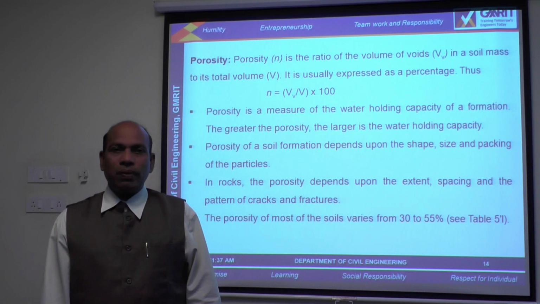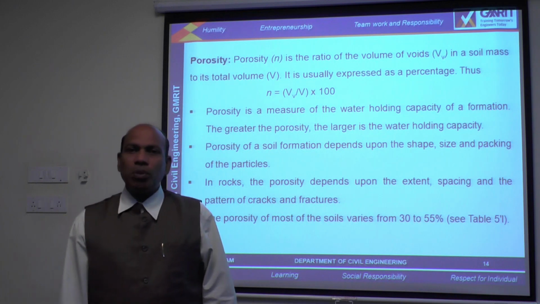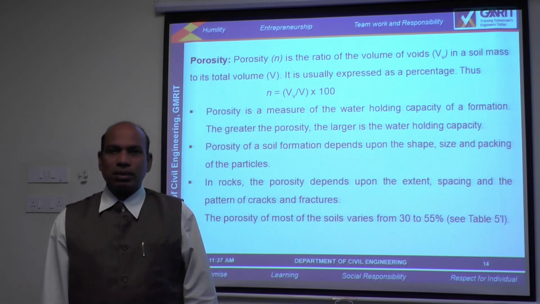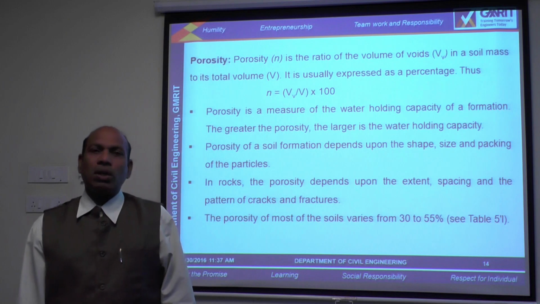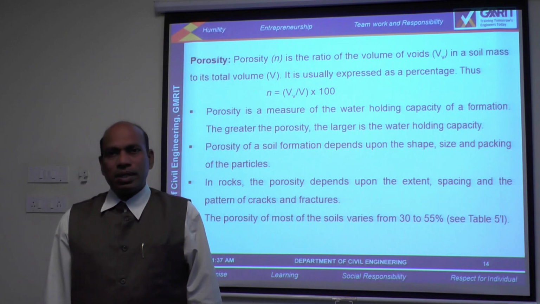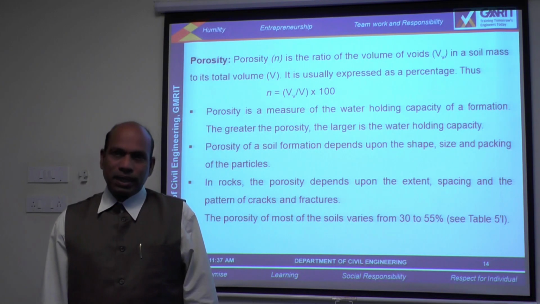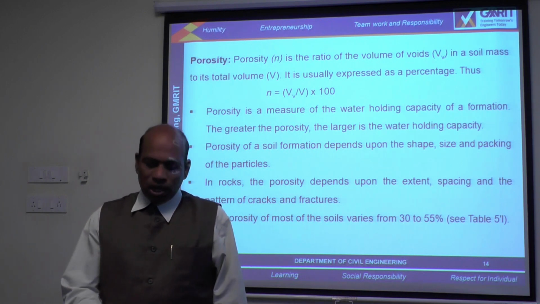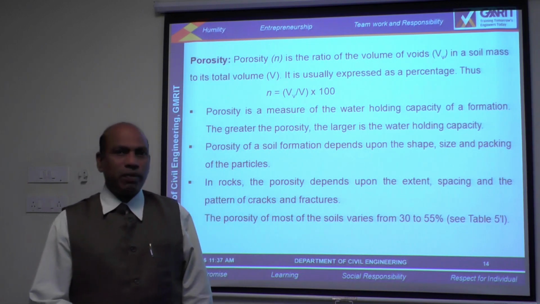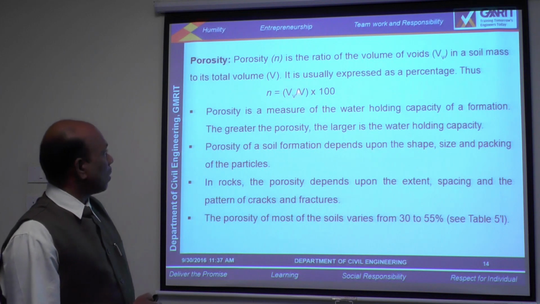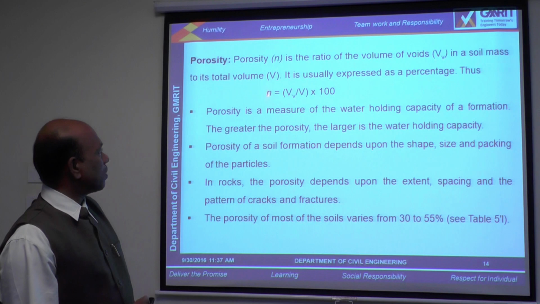Porosity. Porosity is the ratio of volume of voids in the soil mass to the total volume. Generally, it is expressed as a percentage. Here, the volume of voids in the soil mass is denoted by VV, the total volume is denoted by V, and the porosity is denoted by N. Porosity N equals volume of voids divided by total volume times 100, because this is expressed as a percentage.